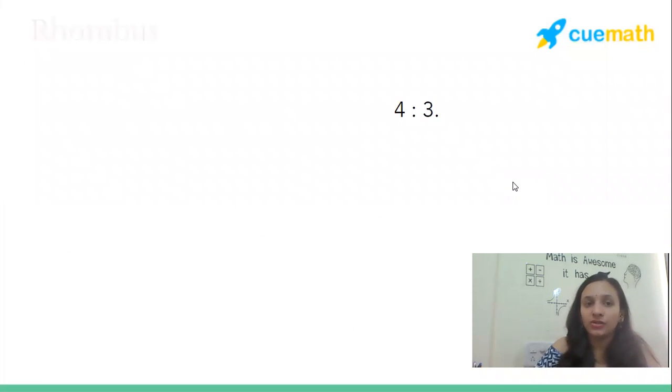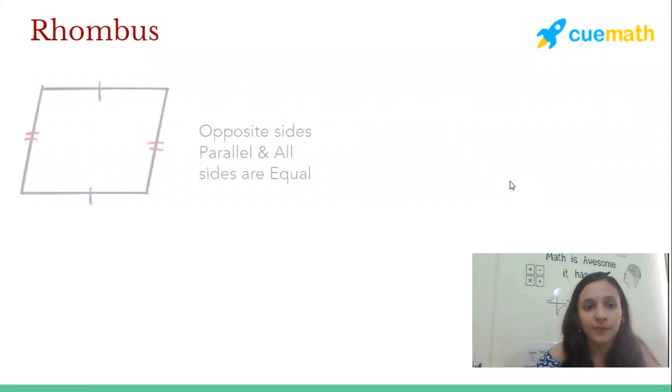Okay, so let's quickly go on to the next different type of quadrilateral, which is a rhombus now. So again, opposite sides are parallel and equal.